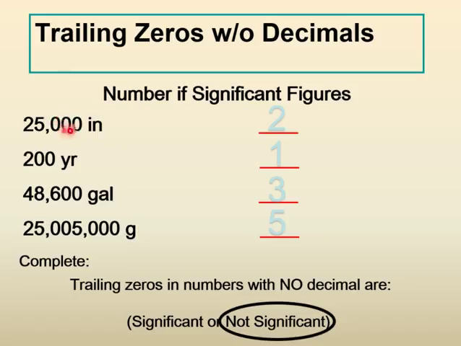Notice all these trailing zeros did not count towards the number of significant figures. The non-zero digits are the only significant figures here. There's only 1 significant figure in 200. It's simply the non-zero digit. So trailing zeros in numbers with no decimal are not significant.